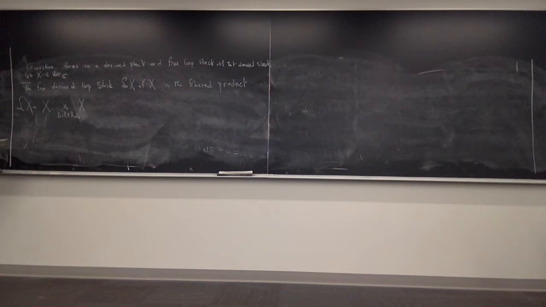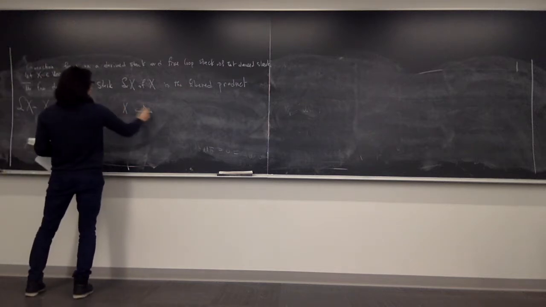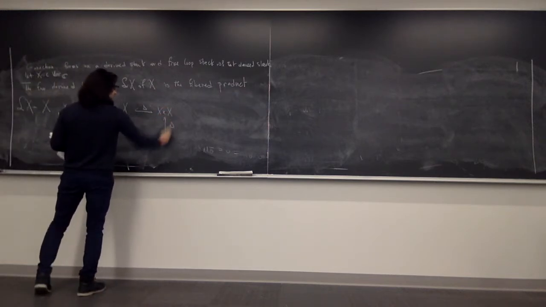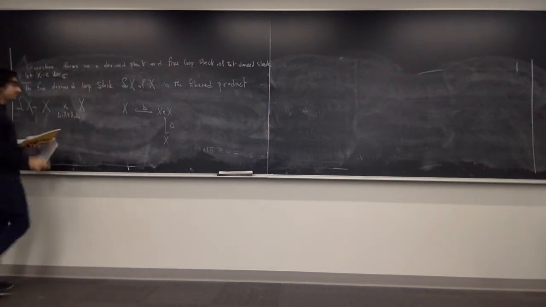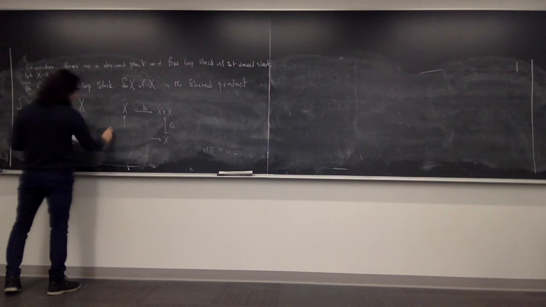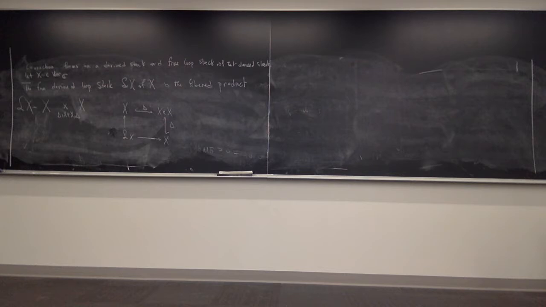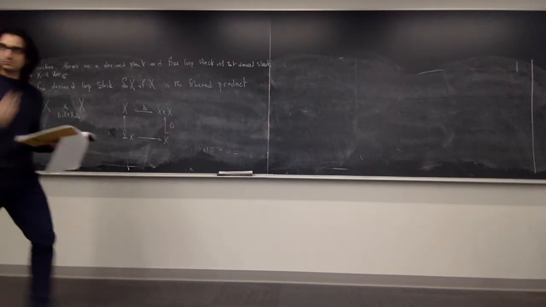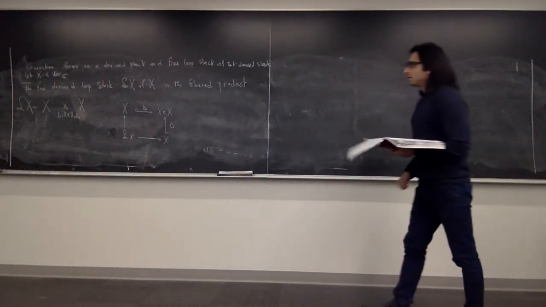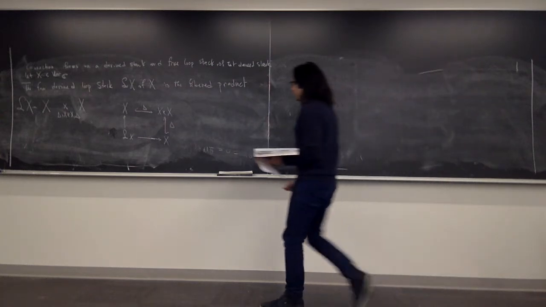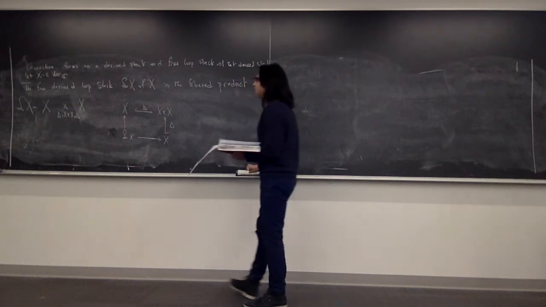It's not so complicated. You have X diagonally embedded inside X times X. And you have X again diagonally embedded inside X times X. And you look at the fiber product. This fiber product is the loop stack of X. And it's a derived fiber product. It has a derived nature. So far, fiber product. But yes, it's going to be a derived fiber product.